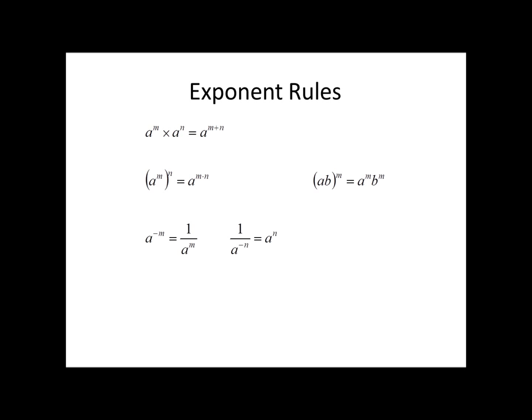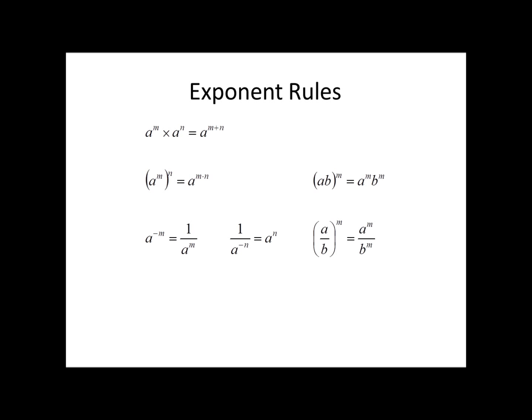Whenever we have a negative exponent, I like to think of it as that negative is telling me that the term is in the wrong part of the fraction. So a to the -m, that negative is saying that the a is in the wrong part of the fraction. It's in the top, it belongs in the bottom. As soon as I move it down to the bottom, it becomes a positive exponent. Now similarly, if we have a negative exponent in the bottom of a fraction, if we move it to the top, it becomes a positive exponent.